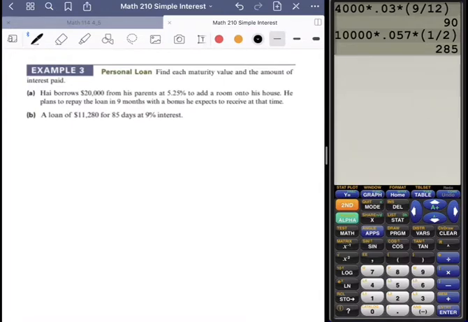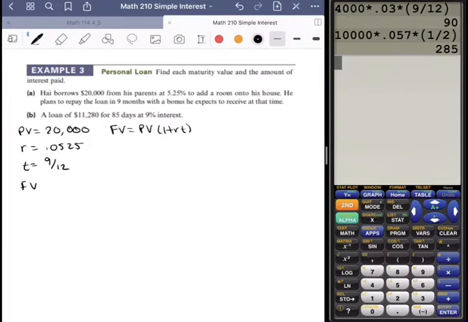Hi borrows $20,000. So immediately we have present value, because that's how much he's borrowing, and we don't know the future value. At a rate of 0.0525 to add a room to his house. He plans to repay the loan in, okay, time is 9 out of 12, with a bonus he expects to receive at that time. Find the maturity, so we must find future value.